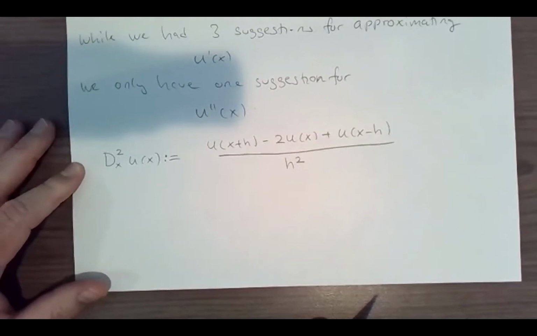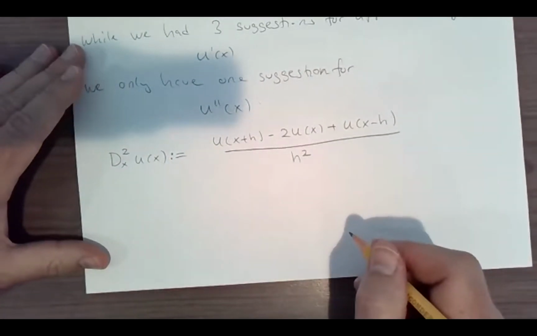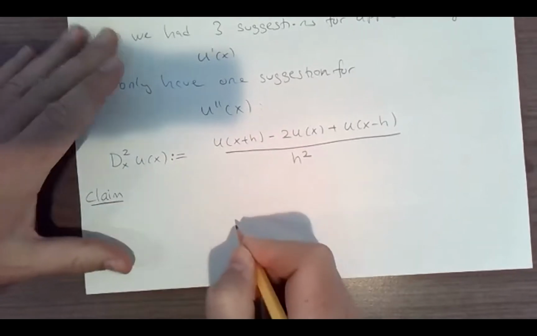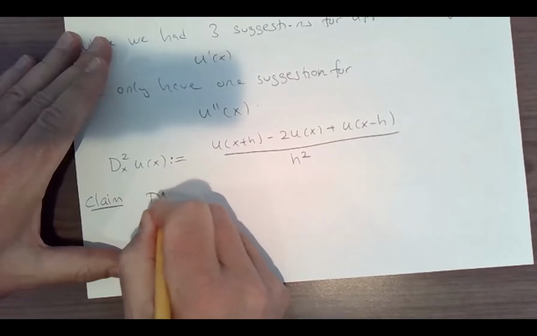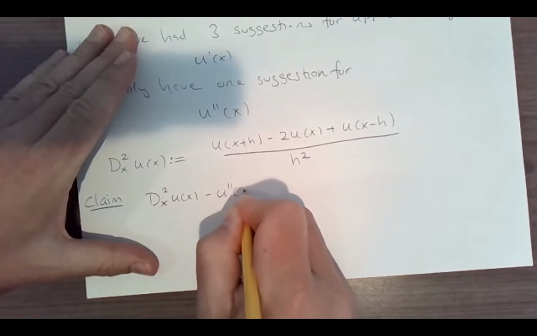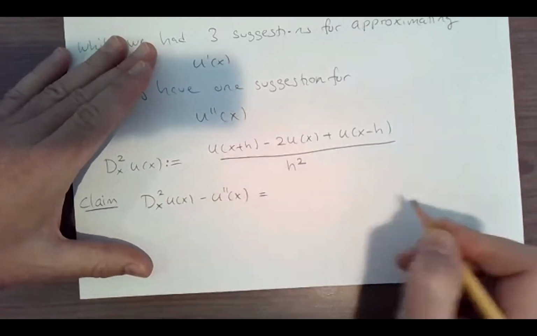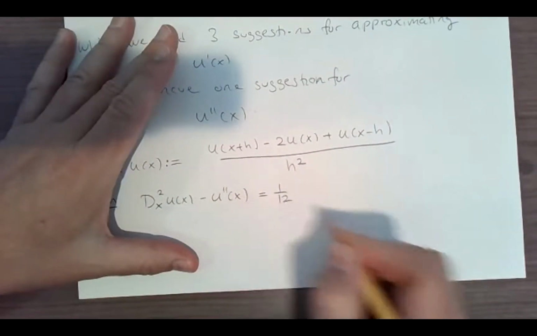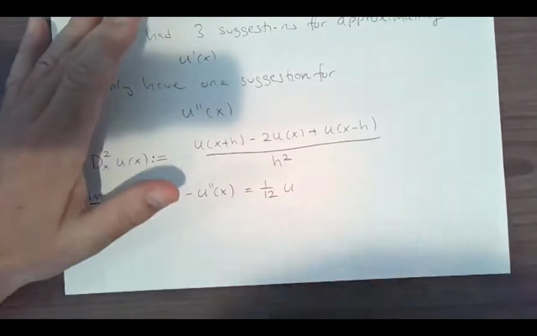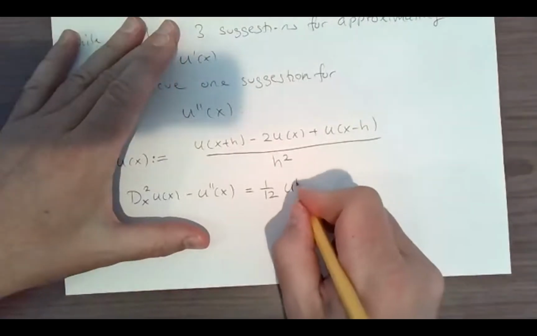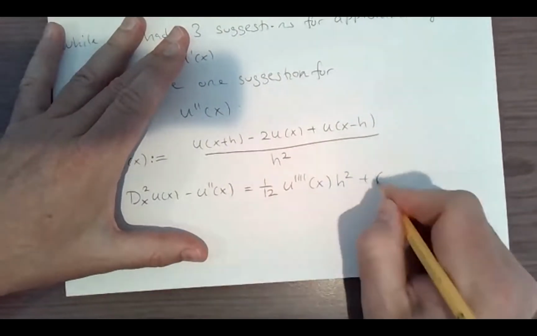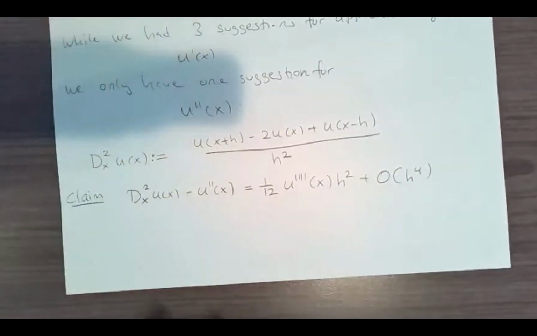The claim is, we'll look at how it approximates the second derivative. This is actually going to be 1/12, you can see this is a higher order term in the Taylor approximation, and then you need a bunch of derivatives here. I think you need 4 derivatives, u to the fourth of x, times h squared, plus O of h to the power 4.